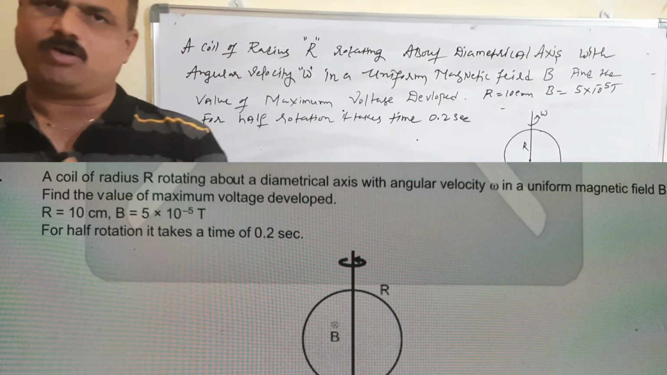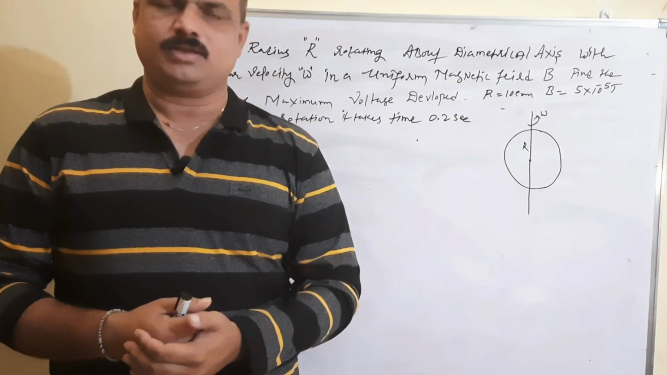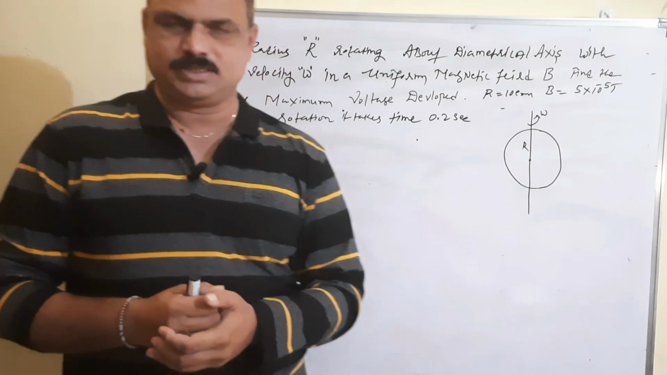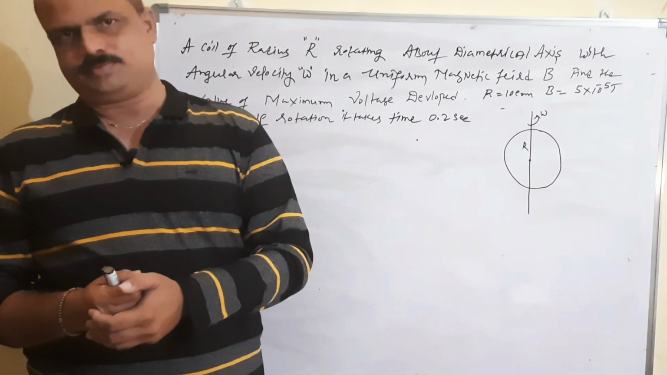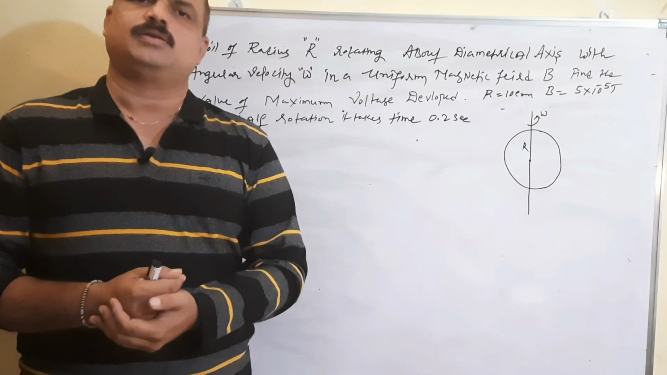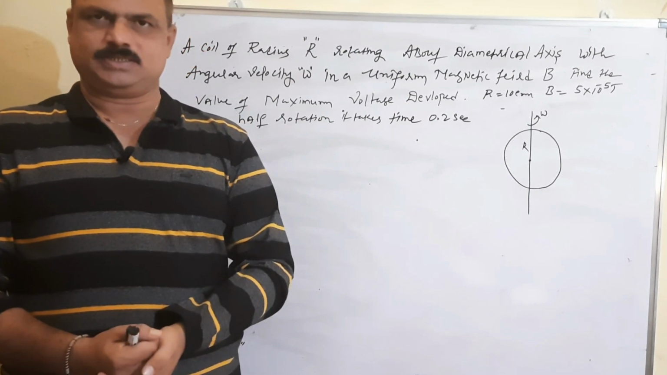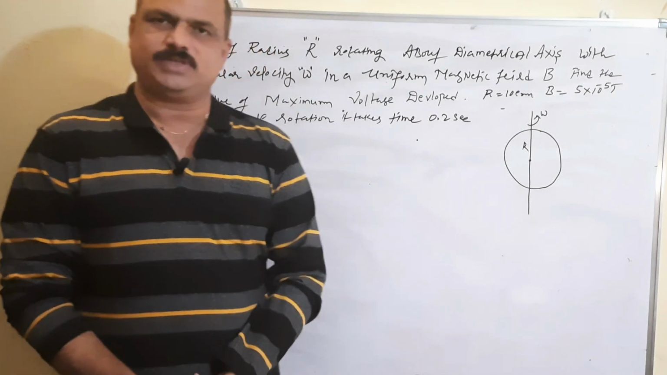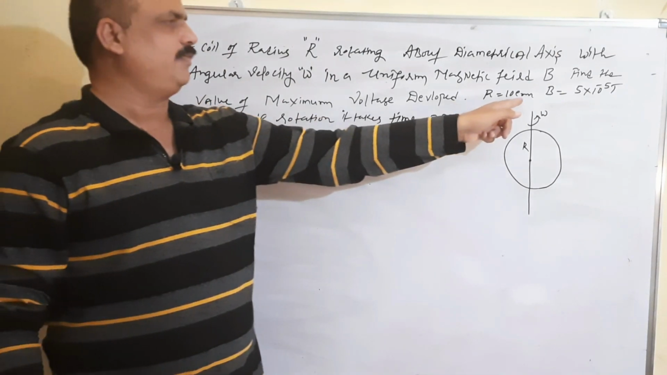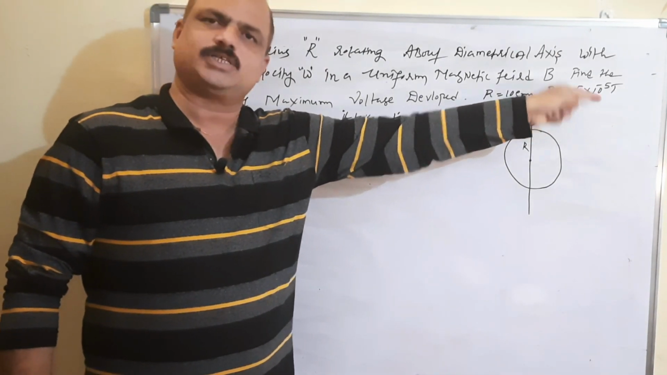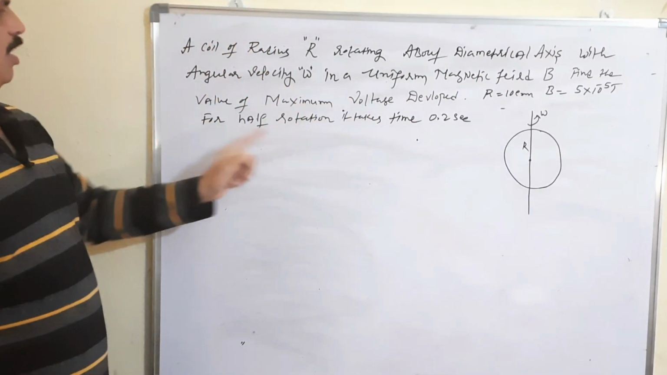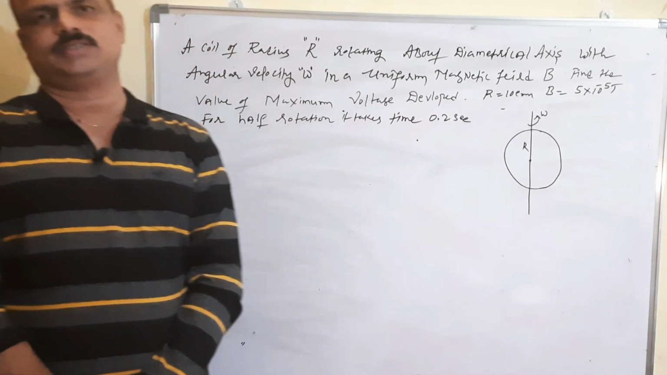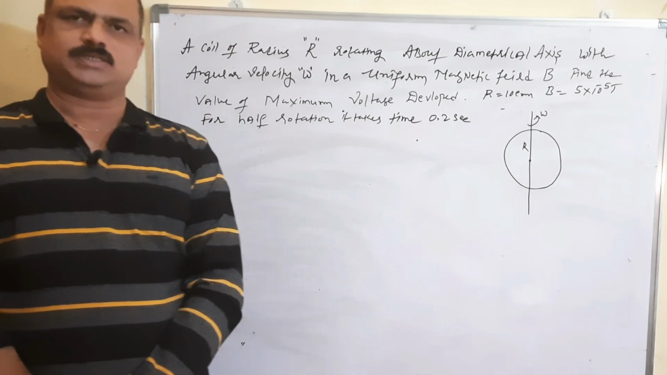Whenever a coil is rotated in a uniform magnetic field, due to change in magnetic flux, induced EMF is developed. The orientation of the coil with respect to time changes. Here the radius of the coil is given as 10 centimeters, B is equal to 5 into 10 to the power of minus 5 Tesla. For half rotation it takes 0.2 seconds.